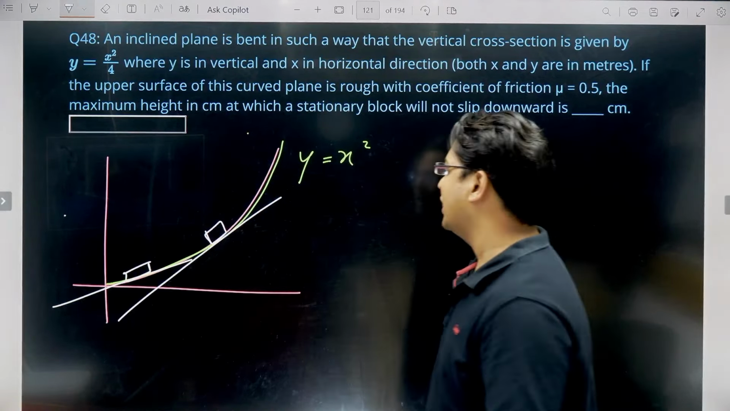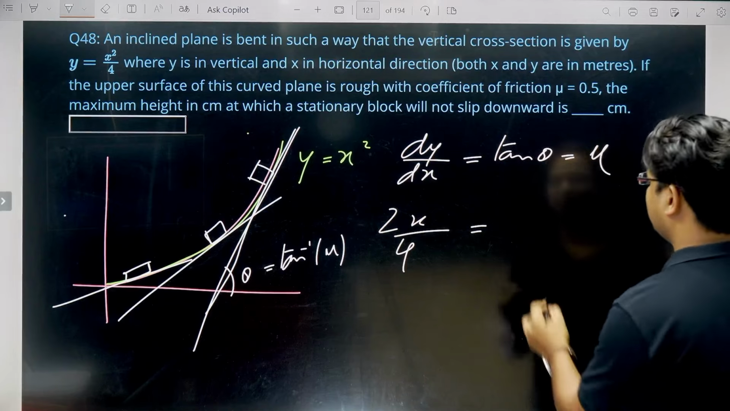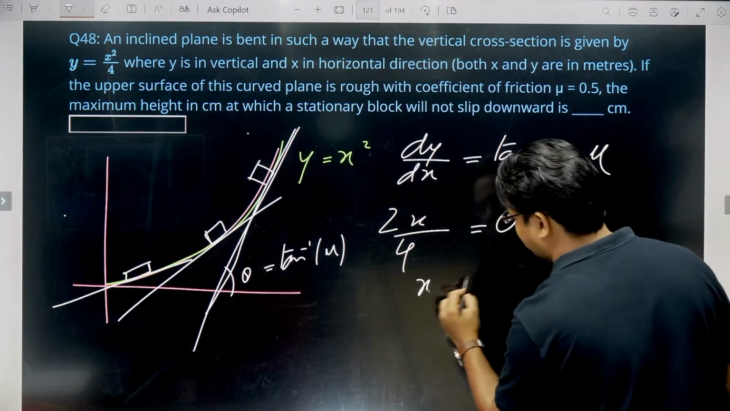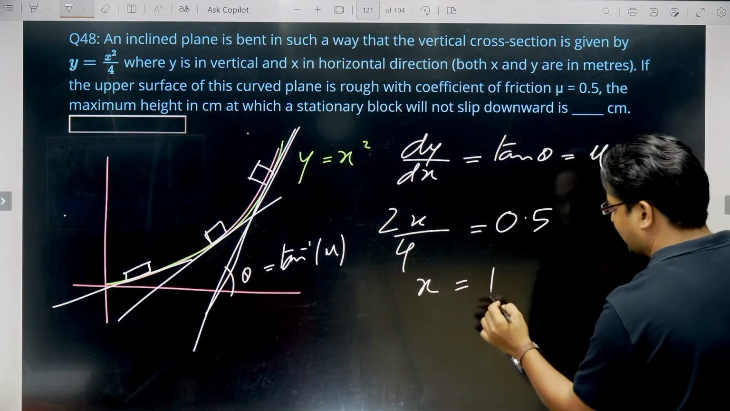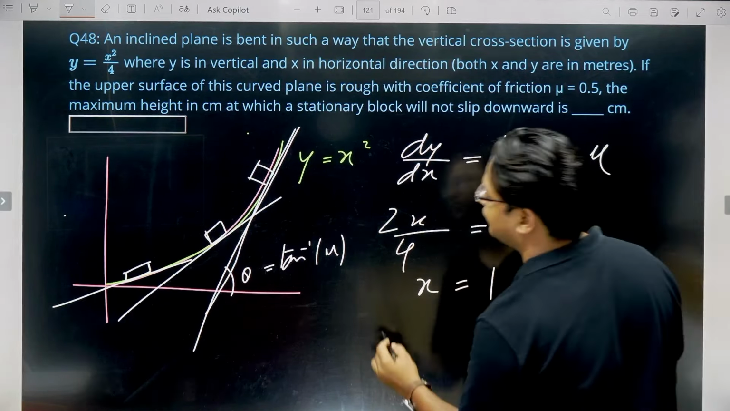So what we need to do is that dy by dx, that is tan theta, we have to equate it to mu. So dy by dx will become 2x by 4, which should be equal to 0.5. So x becomes equal to 1. If x is 1, y is 1 upon 4, that is 0.25 meters. It says both are in meter.